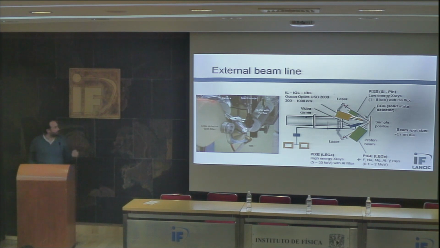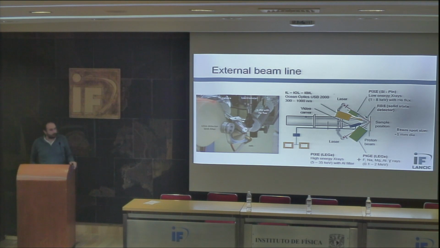On the external beam line, we have a germanium detector. We have a setup with two X-ray detectors for PIXE, and a solid particle detector for RBS, Rutherford backscattering, and also a spectrometer for ion beam induced luminescence, or ionoluminescence. We also have our high-energy germanium detector that allows us to do gamma ray analysis, which is PIGE.